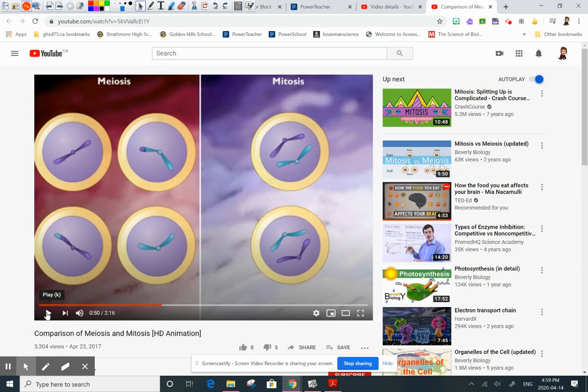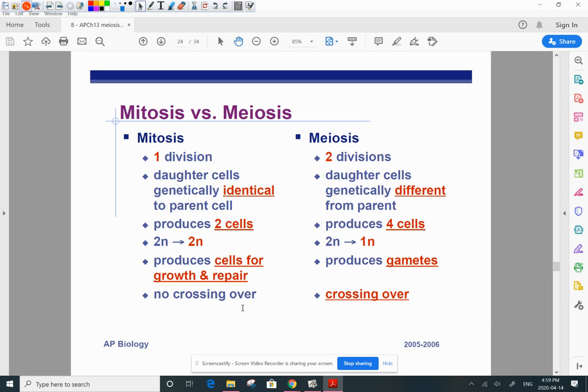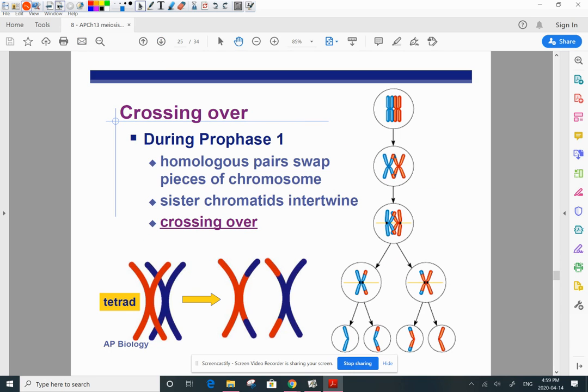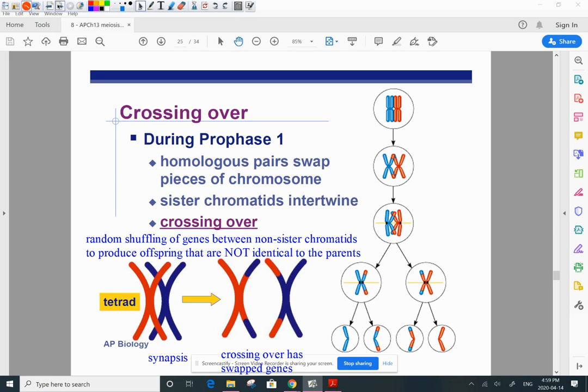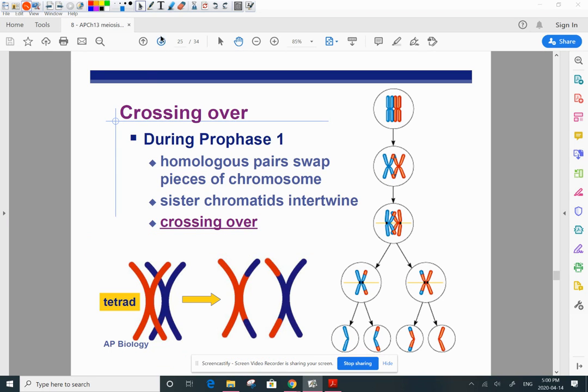All right, so that summarizes it in a nutshell, right? The fact that there are 2 divisions in meiosis versus 1. So the major events that we're seeing in mitosis and meiosis, and again, the very important crossing over, this random shuffling of genes, producing offspring that's not identical to the parents. At synapsis, the tetrads are forming, they're pairing up along their lengths, they're crossing over to swap genes, and that's occurring in prophase 1.